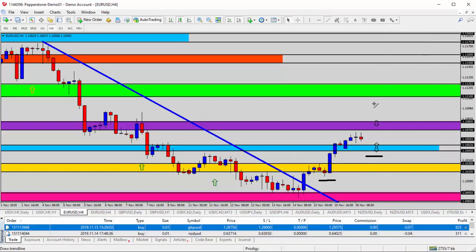So what I'd like to see today is a little bit of a dip, the market to come back down to the blue zone before buying and targeting higher levels. It doesn't mean there's no risk that the market will break through the blue zone. It just gives us lower risk.